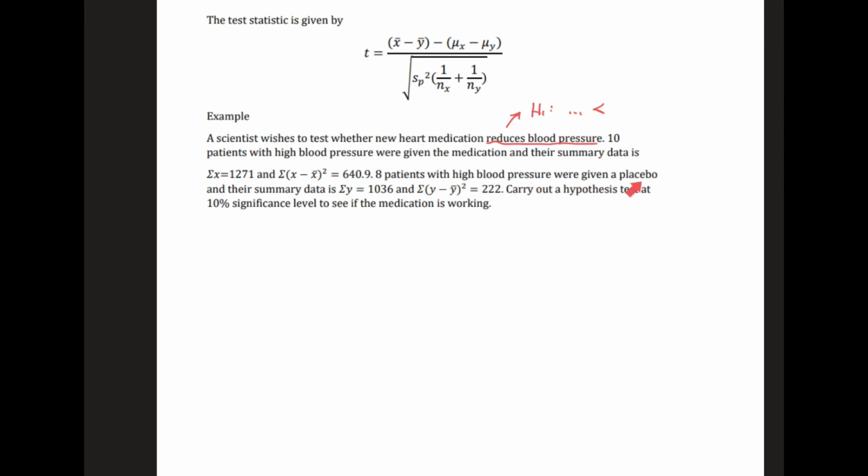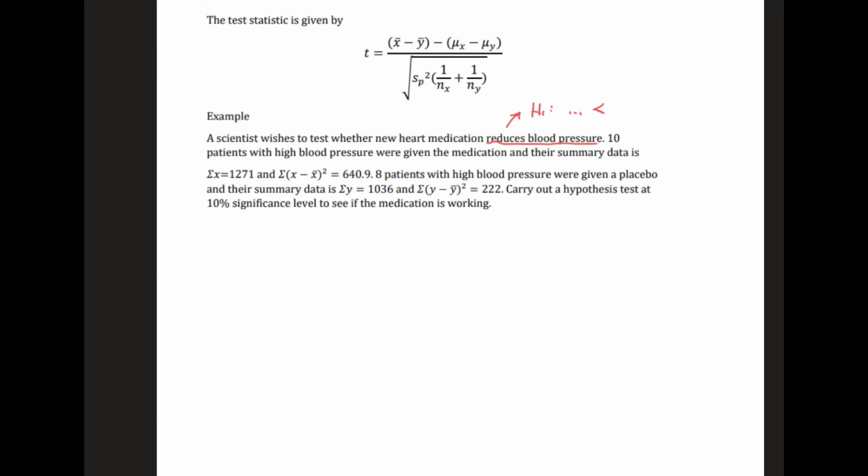Placebo means a fake one. Okay, a fake medicine. You eat something that is not helpful in treating the high blood pressure. You just eat something that you don't know what it is, but psychologically you feel like you're eating medicine, but in fact it is not the real medicine. So, their summary data is this and this. Carry out a hypothesis test at 10% significance level to see if the medication is working.